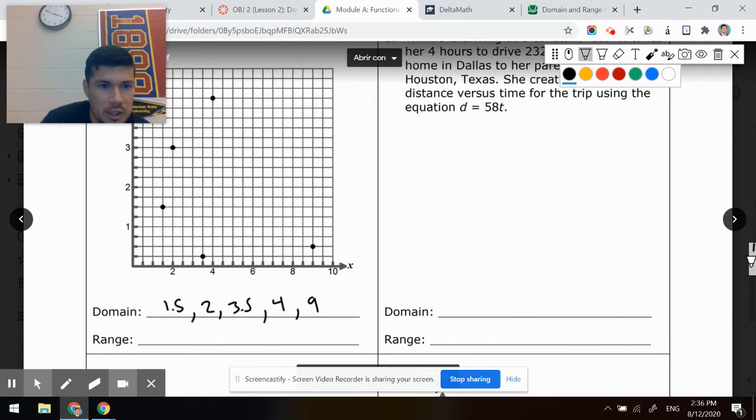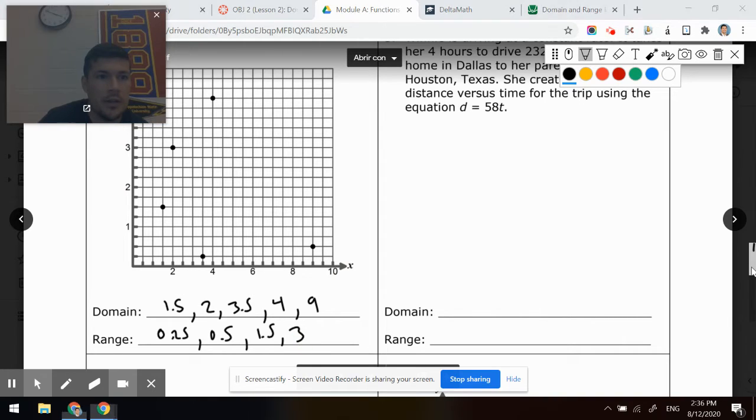Same way with the range, bottom to top. The range is, let's see, the range is actually counted by 0.25. So the range is 0.25, and the next one is 0.5. The next y value is 1.5, etc. All right, looks like the next y value is 3. And then the y value after that, I cannot see because my camera is over it. All right. That is a discrete domain.